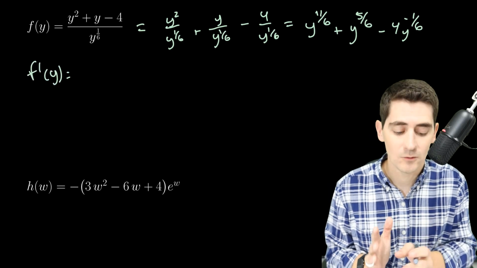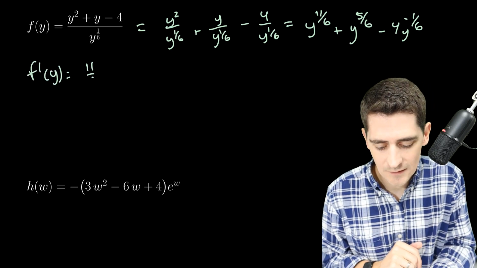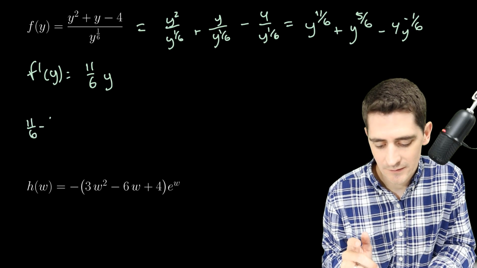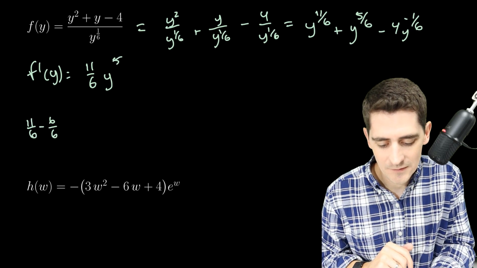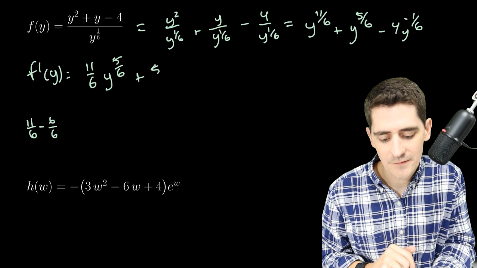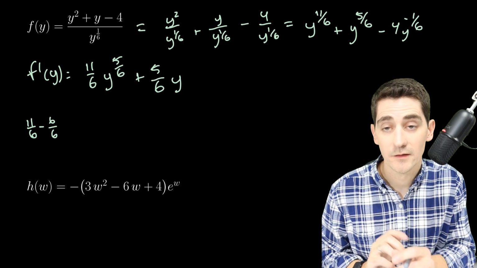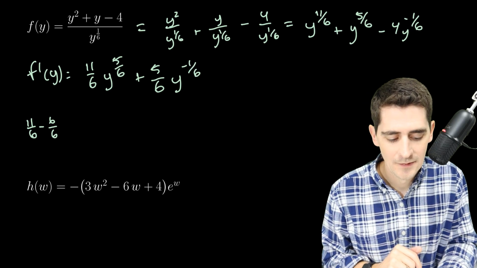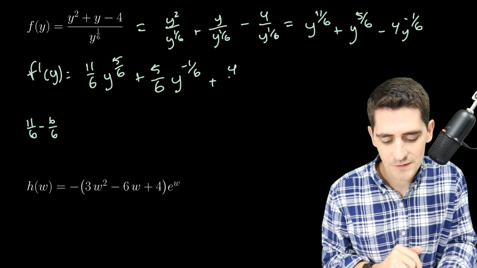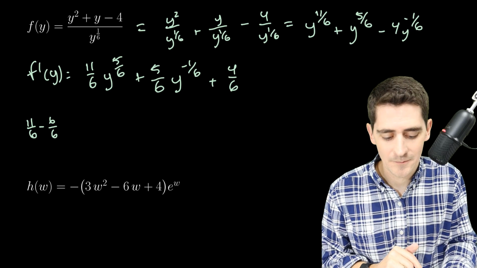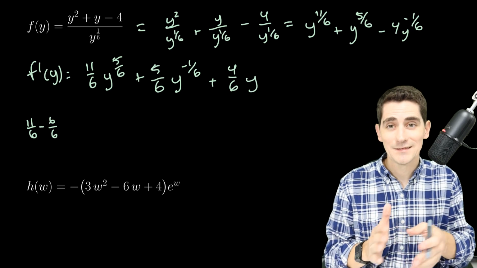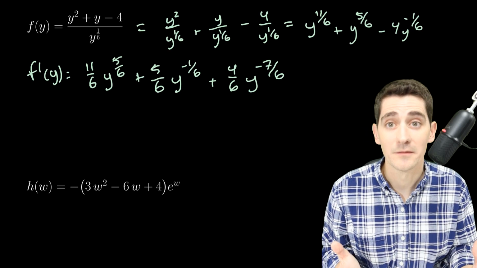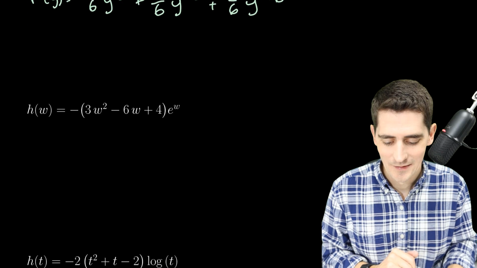So now when I apply power rule, I get 11/6 y, you got to subtract, let's see, 11/6 minus 6/6. I get y to the 5/6 power. Plus 5/6 y to the, subtract 6 from 5, you get negative 1/6 power. And then plus 4/6, which I know is 2/3, but we'll leave it like that. Subtracting 6/6 from negative 1/6, I get minus 7/6. So there's my derivative. Okay, moving on.